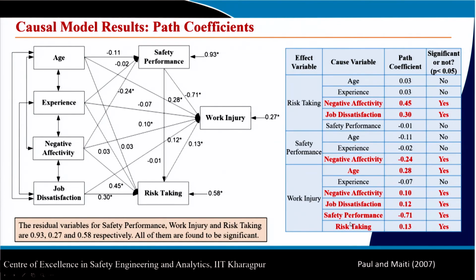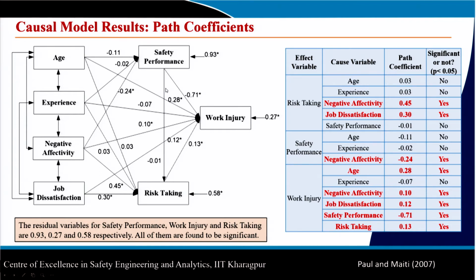Now, what do we want to do? We want to see, fine, we know the model is fit, but now we want to see how each of the variables affects the dependent or endogenous variables. What is the amount of relationship? What is the sign of relationship?